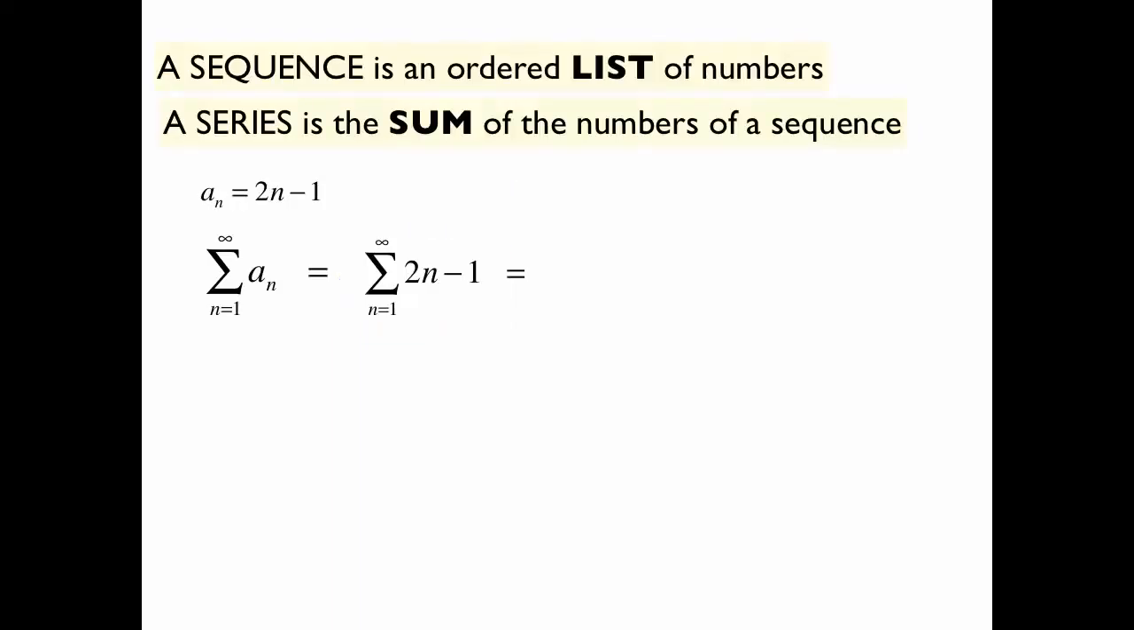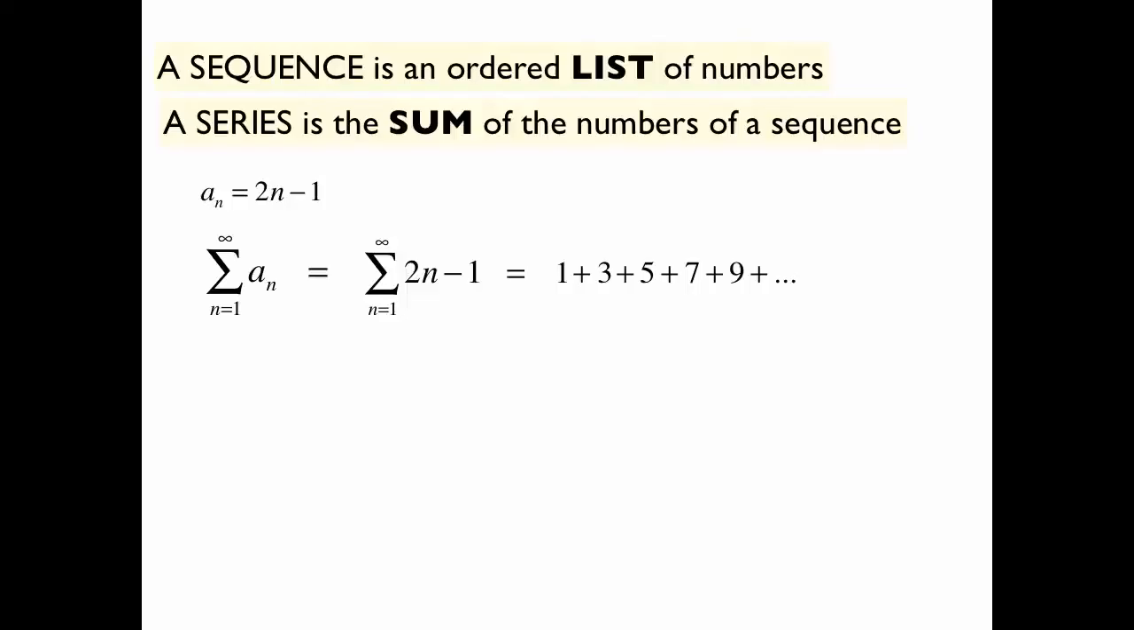Okay, you should have gotten this. That's what that means. First term of the sequence is 1. Second term of the sequence is 3. Then 5. So this is basically the odd numbers. The sequence is the sequence of odd numbers. Series means add them up.